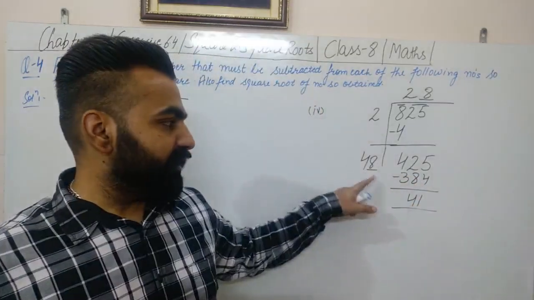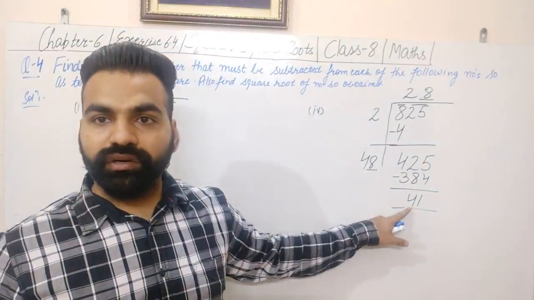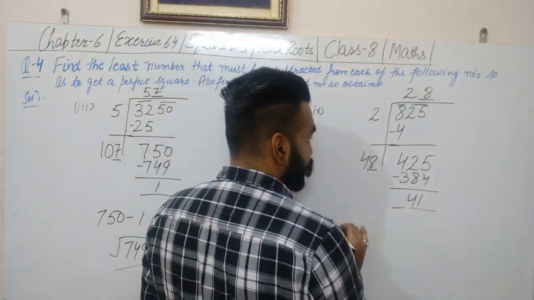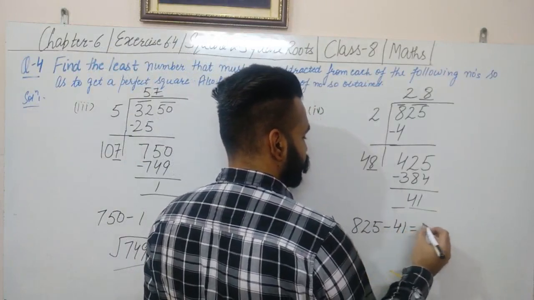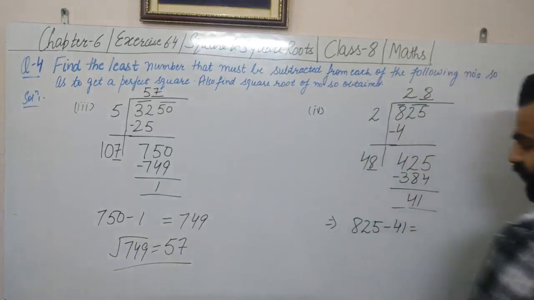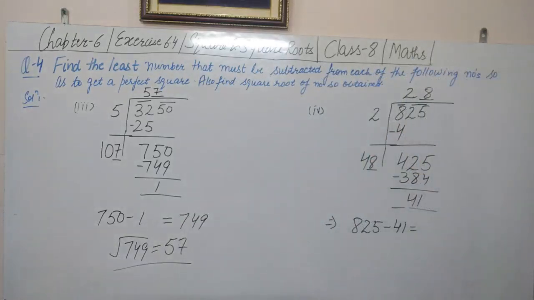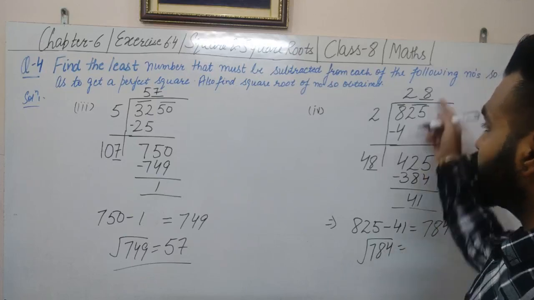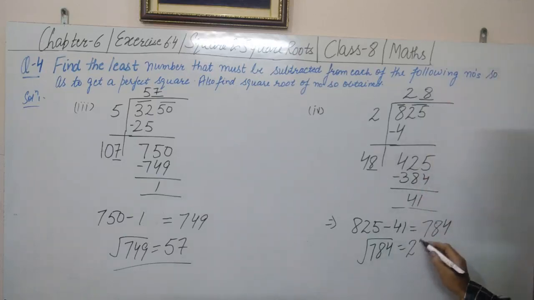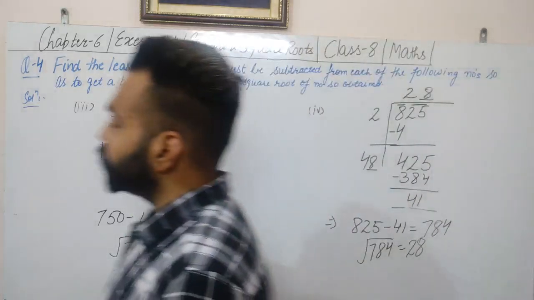So now the divisor is greater than the remainder, so we can't do further division. So we have to subtract 41 from this number. So subtract 825 minus 41. The answer will be 784. And the square root of 784 will be the quotient here, that is 20. So this was part number 3 and 4.